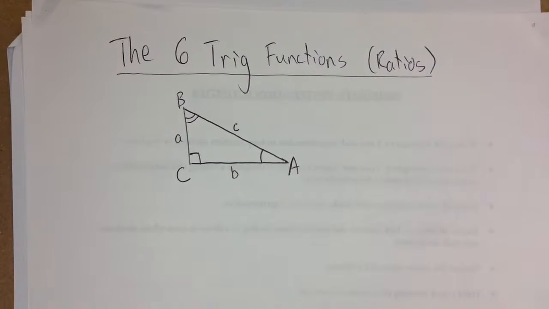So, the 6 trig functions can be thought of as ratios. They're just ratios of sides of triangles. In particular, a right triangle. We're going to start with right triangle trig.